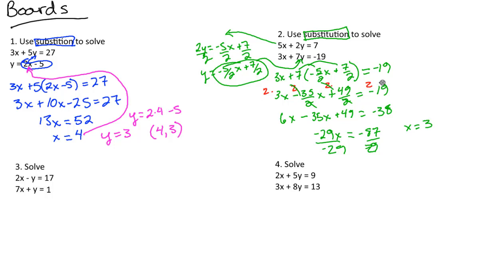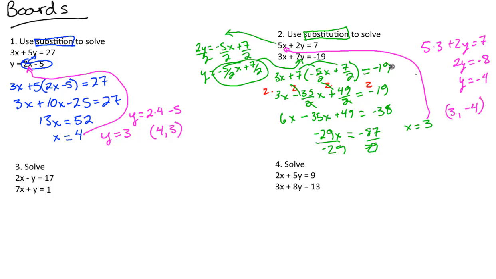No, we got to find the other half of the point. We just found the x coordinate of those two, so let's come over here and stick it in. I don't know, we could go either one of them, but 5 times 3 plus 2y equals 7. 15, subtract 15 over there, and we get 2y equals negative 8 by subtracting 15, and then y equals negative 4. So we get 3 comma negative 4.